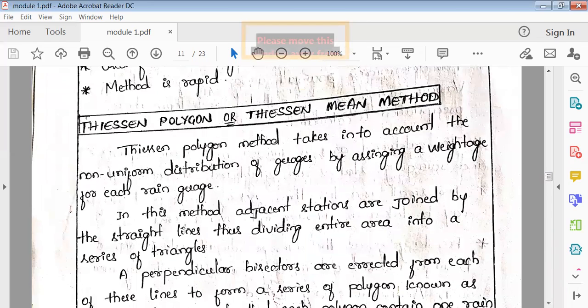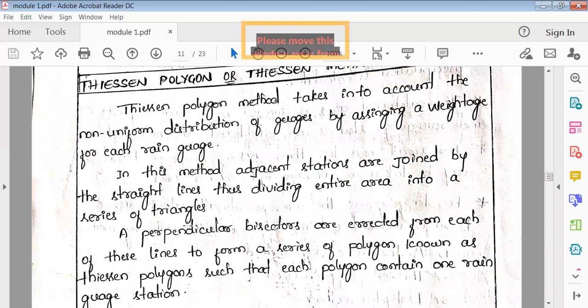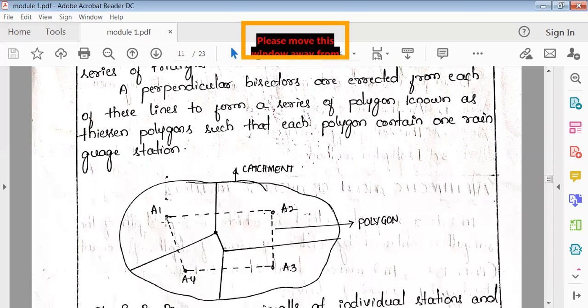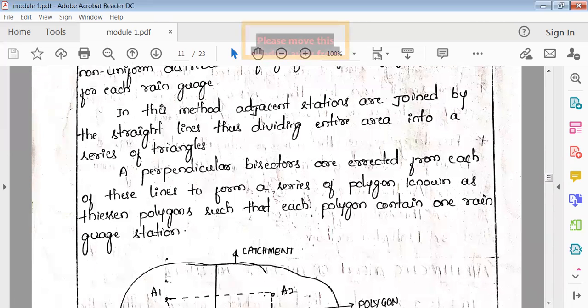Now in this method the adjacent stations are joined by straight lines, dividing the entire area into a series of triangles. You can see here A1, A2, A3, and A4. The center line is marked here and it is divided into triangles. A1, A2, A3 is again a triangle, and A4. Now, the perpendicular bisectors are erected from each of these lines to form a series of polygons known as Thiessen polygons, such that each polygon contains one rain gauge station.